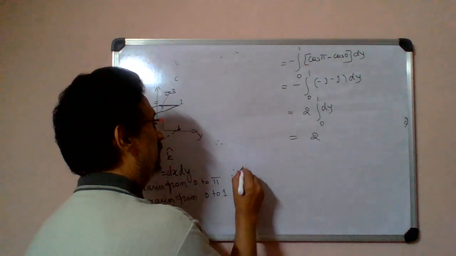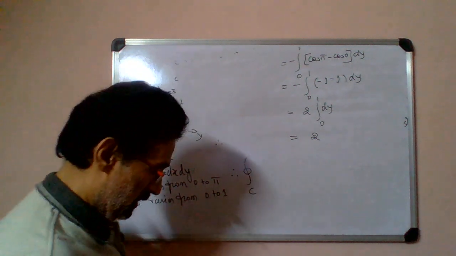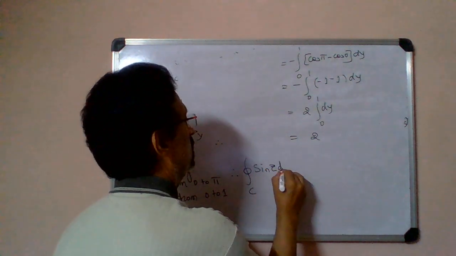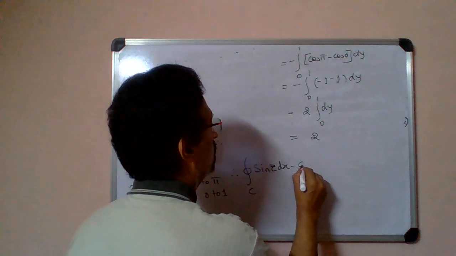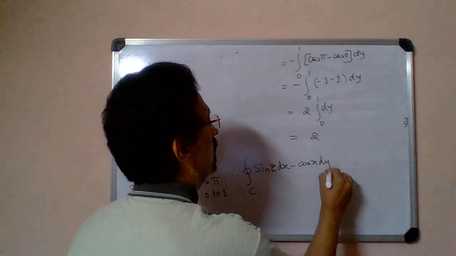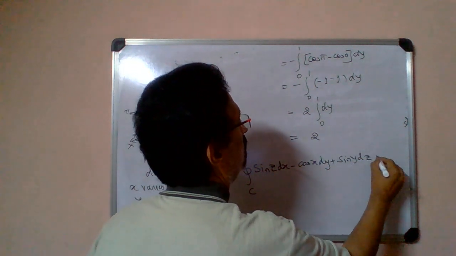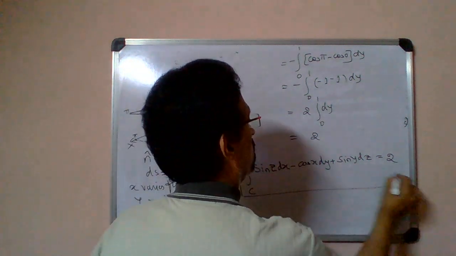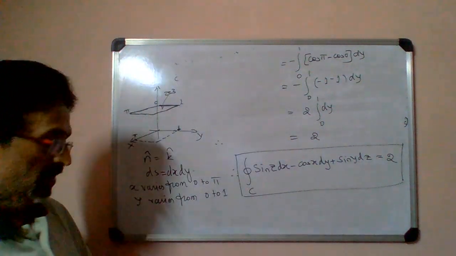Therefore, the integral over C of sin z dx minus cos x dy plus sin y dz will be equal to 2. This is my final answer.